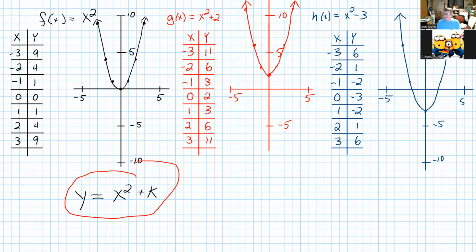Yes. Then let's look at the blue graph. h of x equals x squared minus 3. What does that do? It takes the black graph, f of x equals x squared, and it moves it down 3 units. So the pattern is that whatever constant is out here, if it's a positive number, it moves the graph upwards that many units. If it's a negative number, it moves the graph downwards that many units.